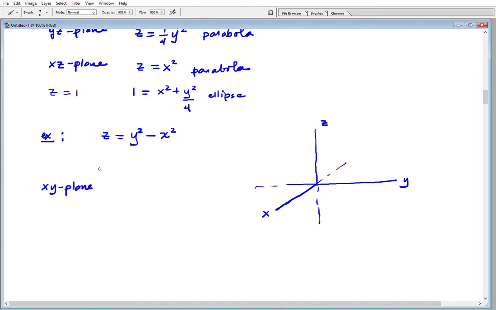We set z equal to 0. Okay. And we get y squared equal x squared. Set z equal to 0, and we have y squared equal to x squared, or y equal plus or minus x. Two lines, all right? So we have these two lines crossing.